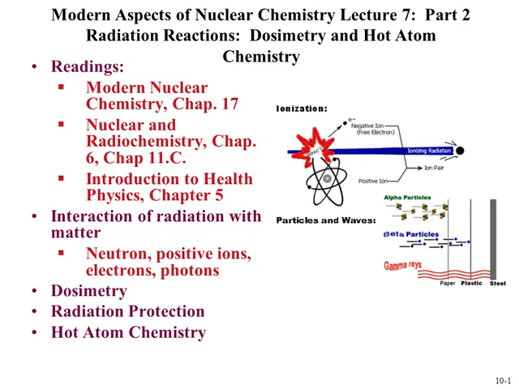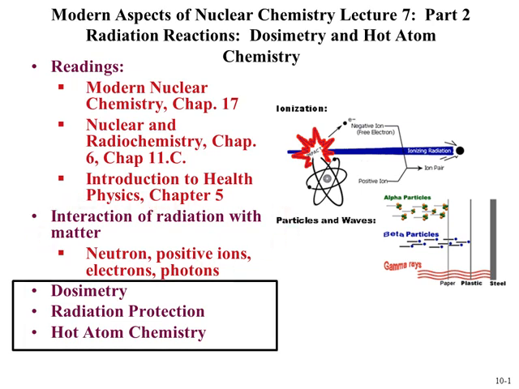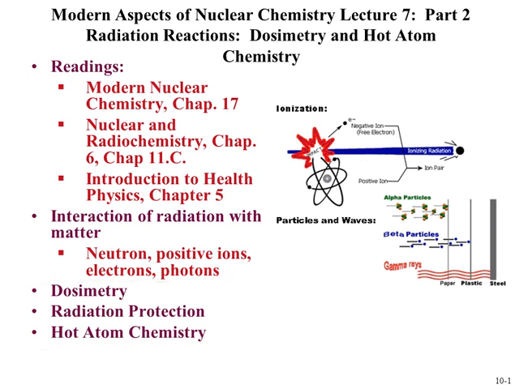Welcome to part 2 of lecture 7 for modern aspects of nuclear chemistry. This lecture's on radiation reactions. Part 1 covered the interaction of radiation with matter. In part 2 we're going to discuss dosimetry, radiation protection, and hot atom chemistry. Dosimetry is where we measure these interactions. Radiation protections are some of the methods and regulations that are used to protect us from radiation. Then hot atom chemistry is a field of research that utilizes these interactions to understand chemical and physical reactions.